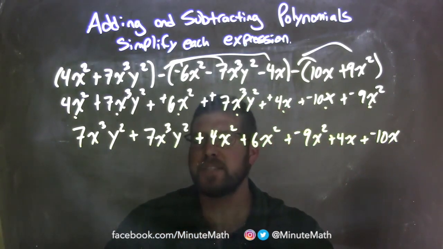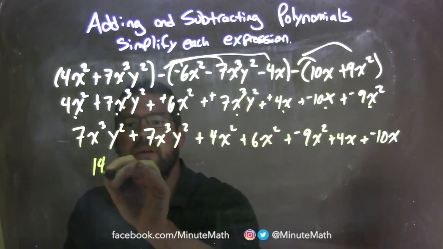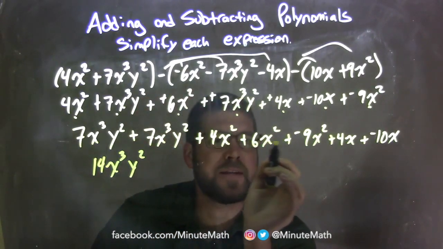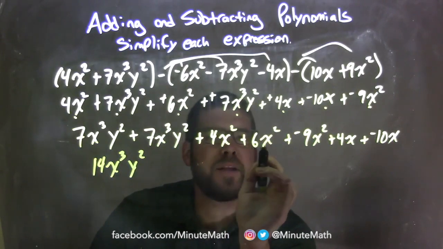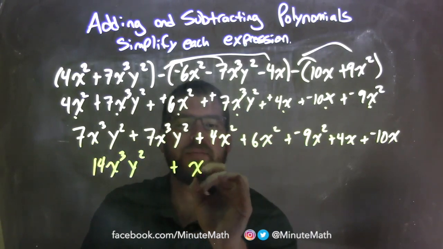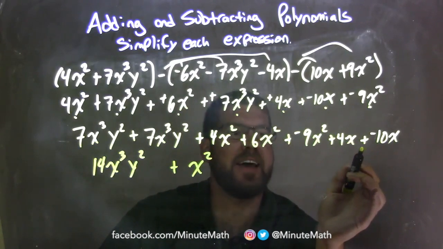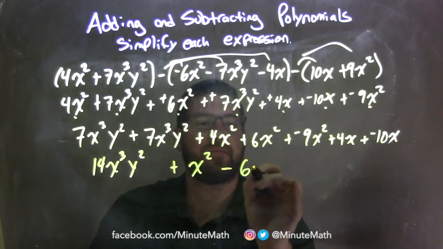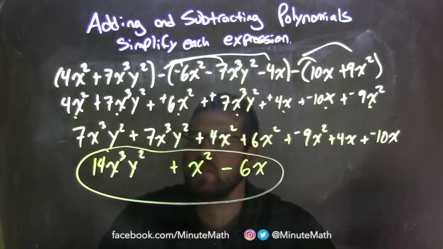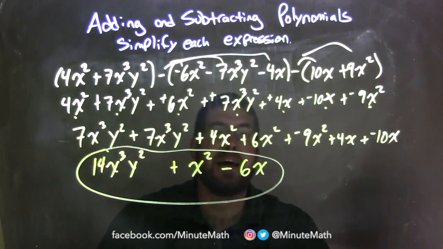So now I'm going to combine my like terms. 7x to the third y squared plus 7x to the third y squared is 14x to the third y squared. Then we combine our x squareds together. Well, 4x squared plus 6x squared is a 10x squared plus a negative 9x squared is just a positive 1x squared. Then we have 4x plus a negative 10x, and that's a negative 6x. And there we have our final answer. Nice and neat. This whole crazy thing came down to be this: 14x to the third y squared plus x squared minus 6x.